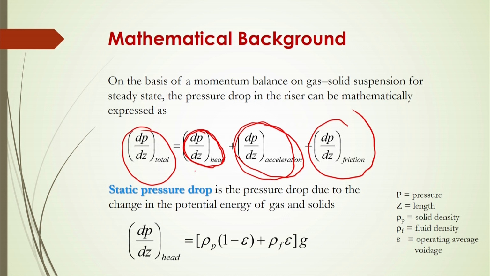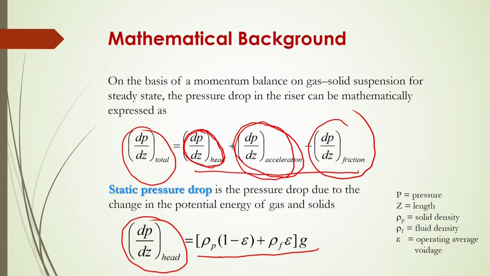So, this frictional pressure drop will be due to the friction between phases and wall, and between phases. These 3 components are very important to know how the total pressure drop is contributed by these different components. Now, let us see what the static pressure drop in the bed is. This static pressure drop is the pressure drop due to the change in potential energy of the gas and solids inside the bed. Here is the pressure drop equation.